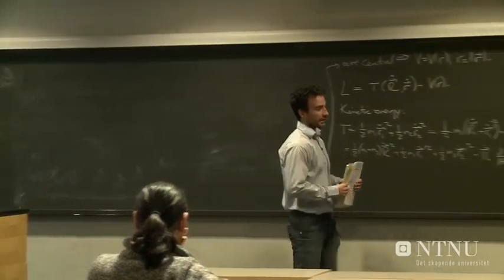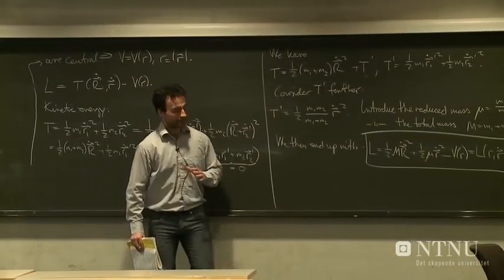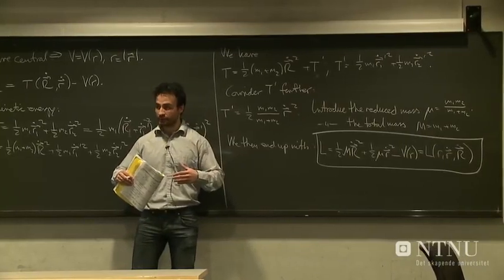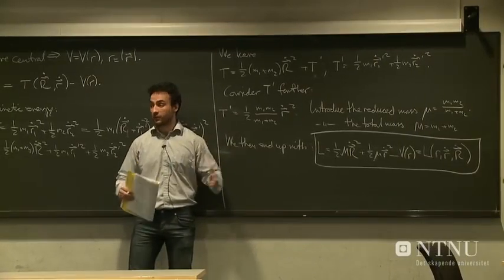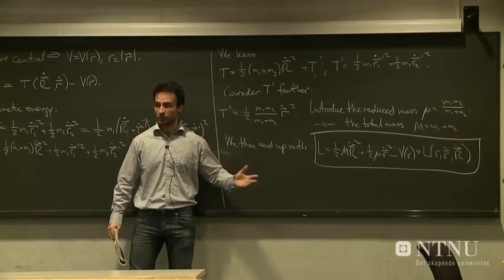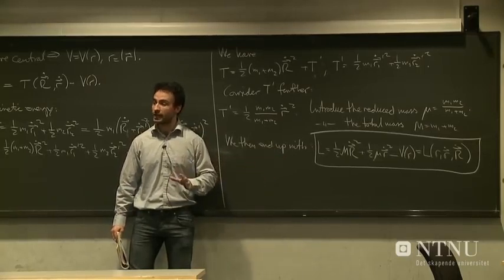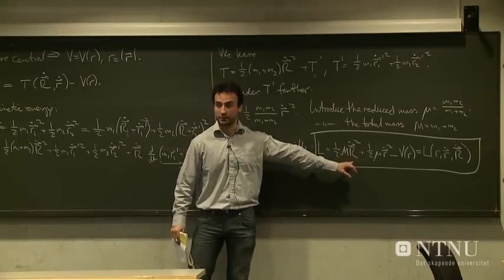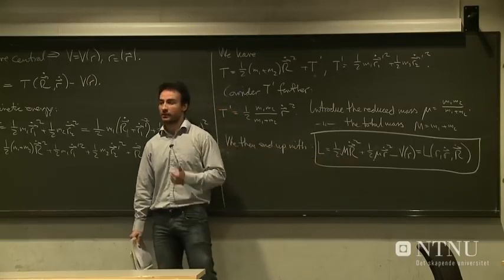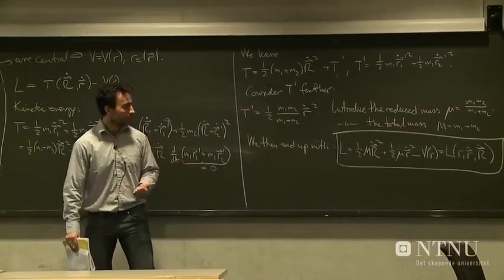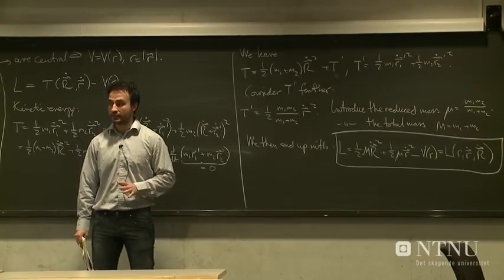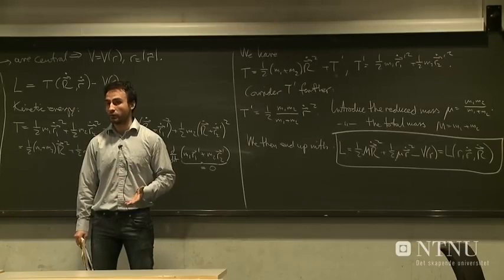Exactly. So what you're saying, if I understand it correctly, is that if you move the entire system, both objects, simultaneously, there's no change in the Lagrangian. Or expressed mathematically, there's no dependence on the center of mass coordinates. There's only a dependence on its time derivative. But this Lagrangian is independent of large R. So the formal term for this situation is that large R is a cyclic coordinate.